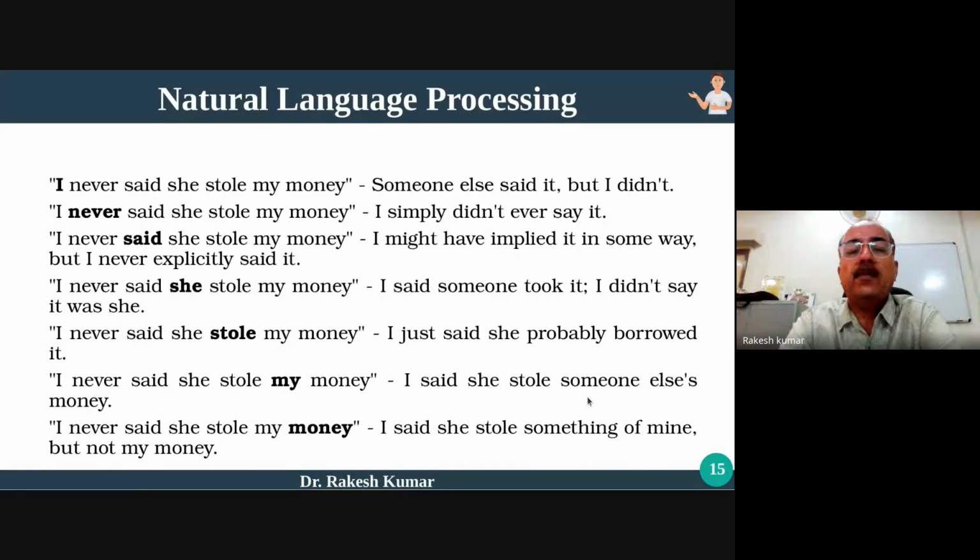In the example which I am showing you here on the monitor, the sentence is, "I never said she stole my money." In this sentence, there are a total of 7 words, and depending upon the context, there can be 7 different meanings of this particular sentence. But we human beings do not face any problem in identifying the correct meaning of the sentence. The reason is we have the knowledge about the context. So if a machine also has the knowledge about the context, then it will be able to learn, interact in the natural language and identify the correct meaning.